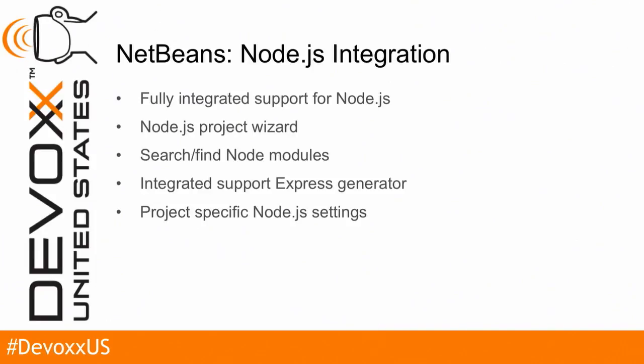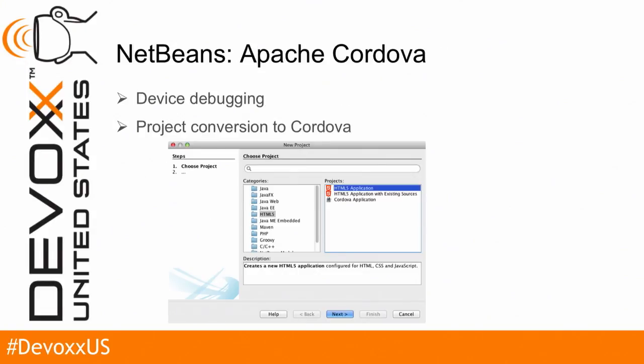Okay. In terms of Node.js integration, it's got full integration for Node.js. As I mentioned, it can find modules. It's integrated with the Express generators, we'll see, so it makes it easy for creating new sites. And then it's easy, as I mentioned, to take a project and convert it over to a Cordova application.